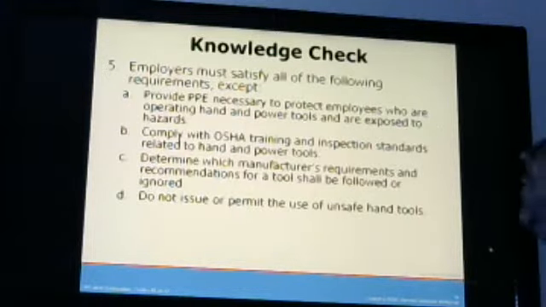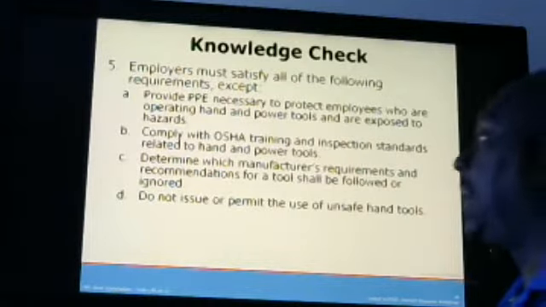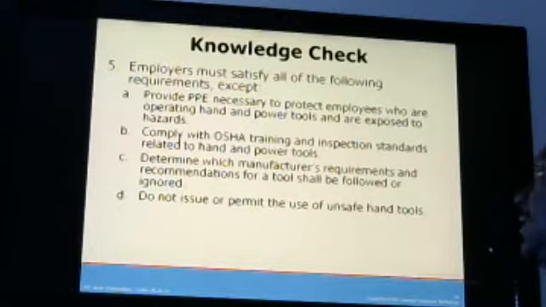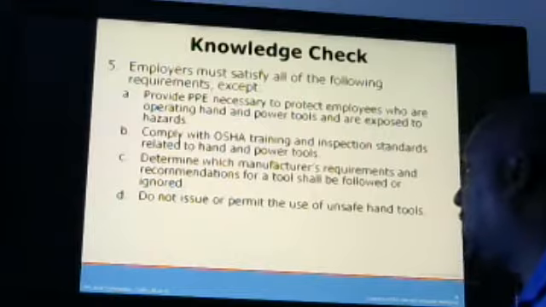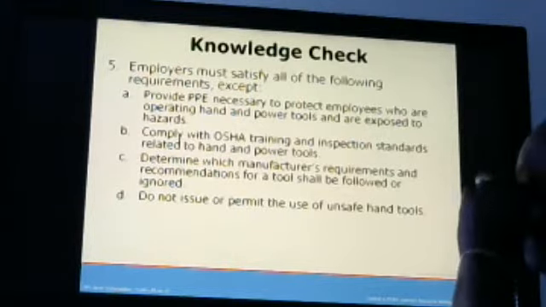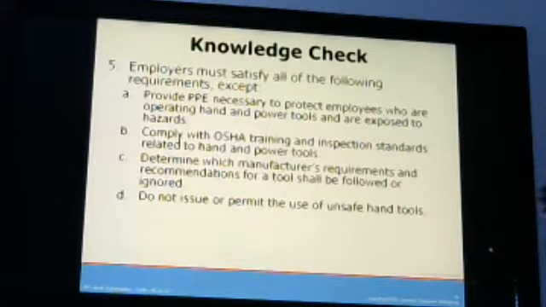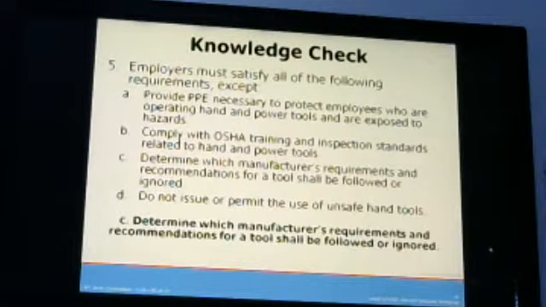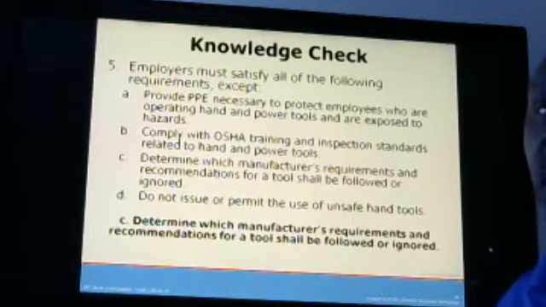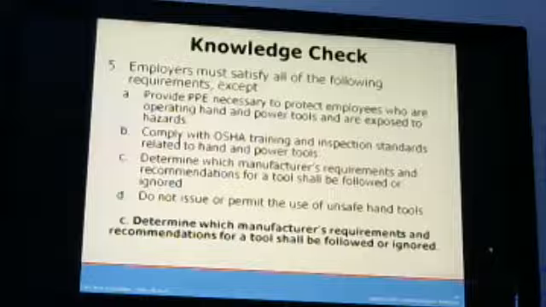Number 5. Employers must satisfy all of the following requirements except: provide PPE necessary to protect employees from exposure, comply with OSHA training and inspections, determine which manufacturing requirements meet the recommendations for the tool, do not issue or permit the use of unsafe tools, or determine which manufacturer requirements and recommendations for a tool shall be followed or ignored.